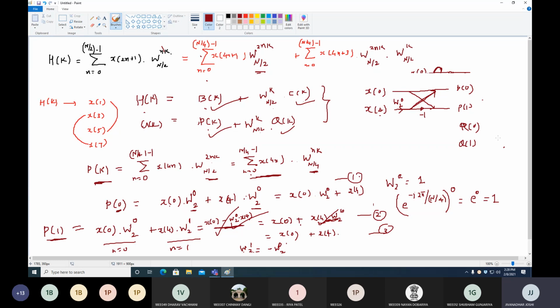Input stage is third stage. We have started drawing the butterfly diagram from stage number 1, which relates x of k and g of k and h of k. So this is my third stage. So the equation of the third stage can be derived from the equation of the second stage only. For the same, you need to check the relation of p of k, q of k, b of k and c of k. Is it clear to you? Say yes or no.